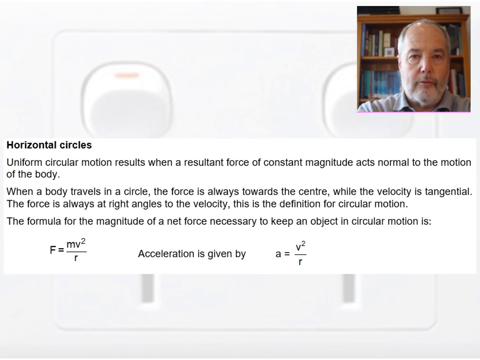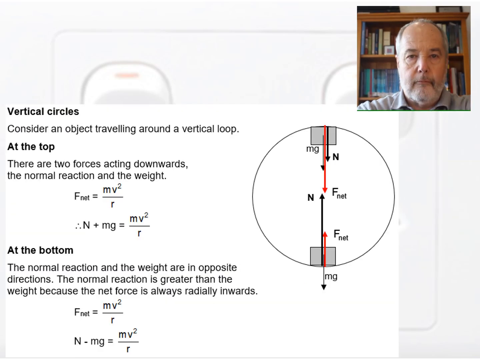For a horizontal circular motion, the direction of the net force is always perpendicular to the direction of the motion of the body. This is an important definition for later on in the course in light and matter. The formula we're going to use for the force is that F is equal to mv squared over r, and that the acceleration is equal to v squared over r. You also need to understand that the direction of the force is always radially inwards.